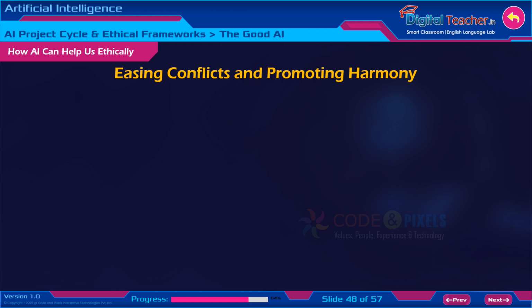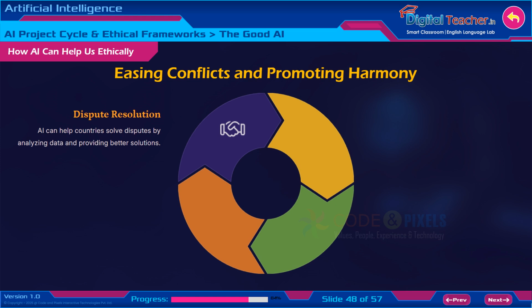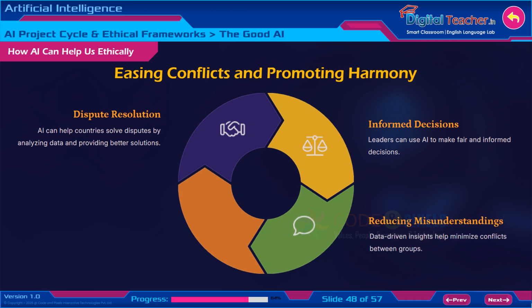Easing conflicts and promoting harmony. Artificial intelligence can help countries solve disputes by analyzing data and providing better solutions. Leaders can use artificial intelligence to make fair and informed decisions. Data-driven insights help minimize conflicts between groups. Artificial intelligence facilitates international collaboration on shared challenges.